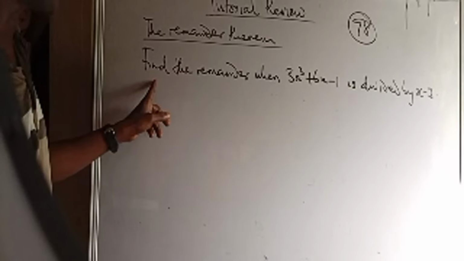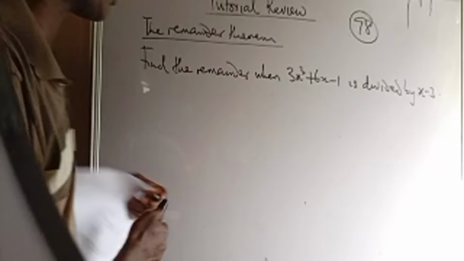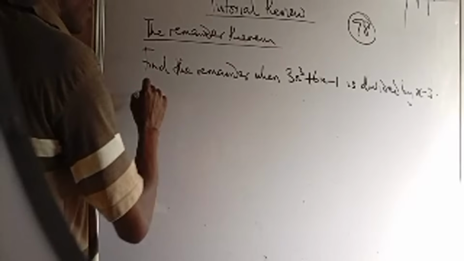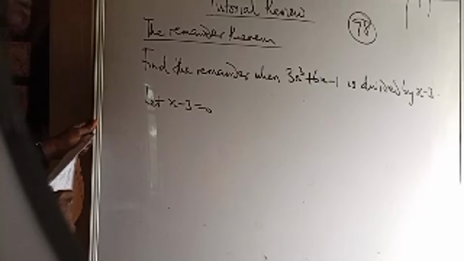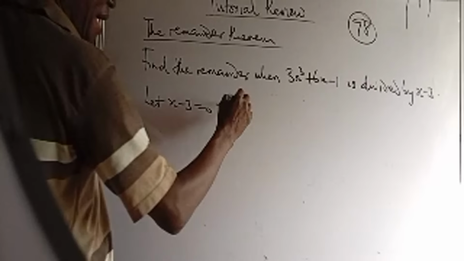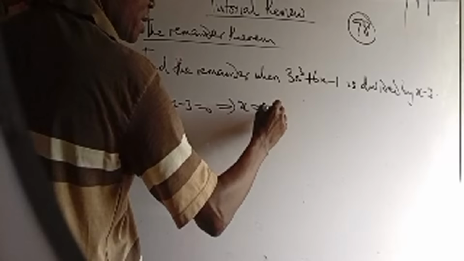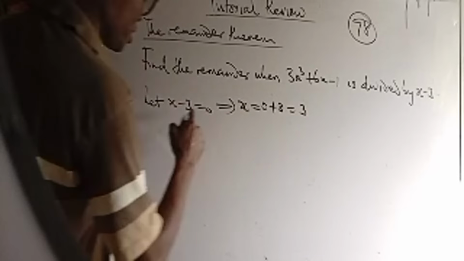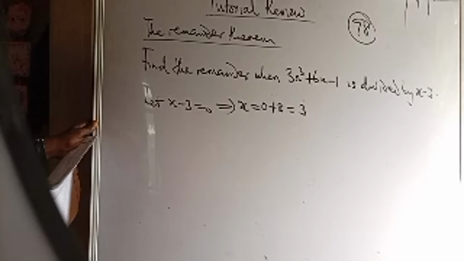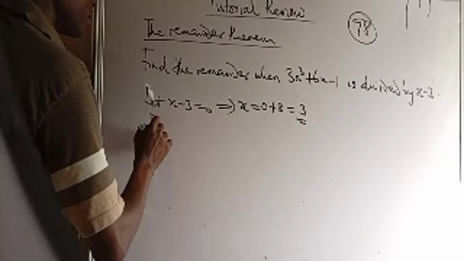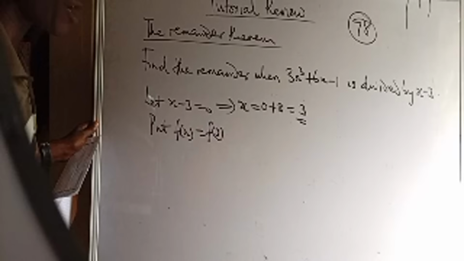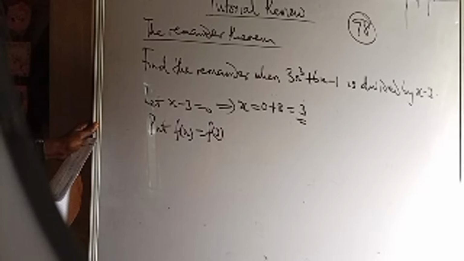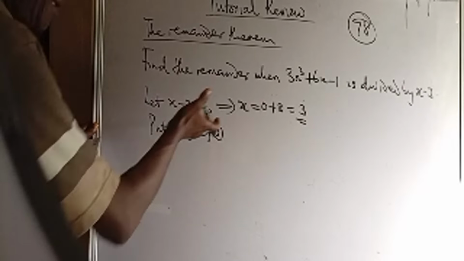Now, whenever the question says find the remainder when something is divided by something, don't stress yourself. It means that this x minus 3 is our divisor, so equate it to 0. Let x minus 3 equal 0. That implies x equals 0 plus 3, x equals 3, because when you transfer 3 here, it becomes plus. Now put f of x equals f of 3. You don't need to write all this while doing your CBT. Just note that your x is 3.